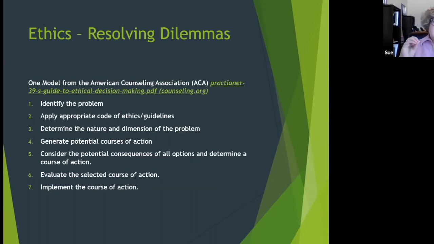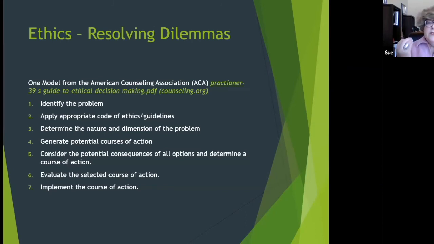Now, having said that, there are many books out there about resolving ethical dilemmas, including books about resolving ethical dilemmas within supervision. So there are a lot of resources that provide decision-making models beyond this one. I just want to make it clear that this is not the only one out there. There are a lot of decision-making models.